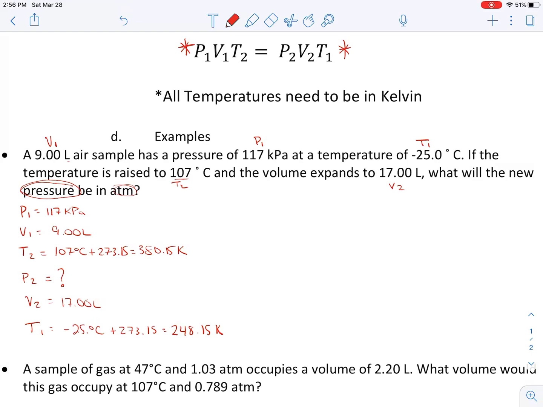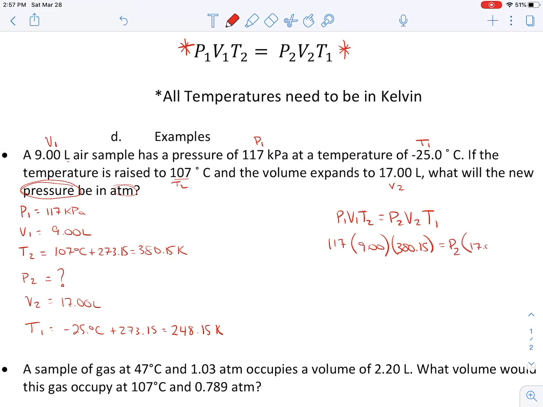All right, and remember the formula we're using, P1 V1 T2 is equal to P2 V2 T1. Miss Griffith forgot the T in there. And now we're just going to plug these babies in and solve. That's why we did all that work ahead of time. So we're going to put 117 times 9 times our temperature, which is 380.15, which is equal to P2, that's what we're looking for.